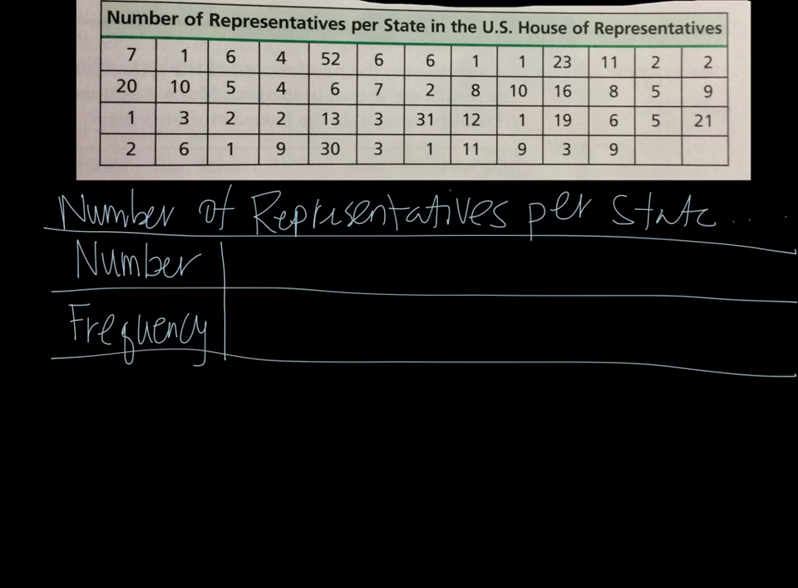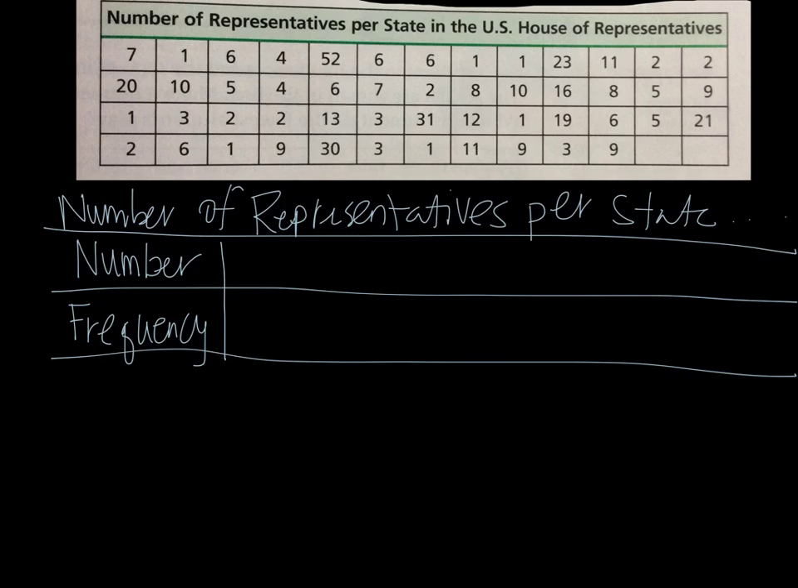So now when it says number, we want to think of the intervals we're going to use. And we need to make sure those intervals are always consistent. I don't want to have an interval of 5 and then my next interval has 6 numbers that can go in there. That doesn't show the spread of our data very equally. Okay, so let's think of our frequency.